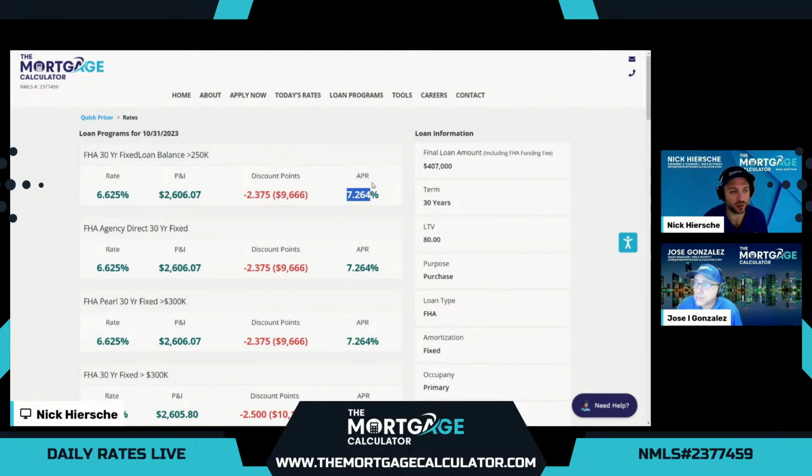This APR does include the upfront and yearly mortgage insurance. That's why you always want to use this APR to compare apples to apples across the programs. But you see here, the conventional is a touch higher in this case for customers that qualify for both, and our customer that must use FHA. Definitely some good changes there.